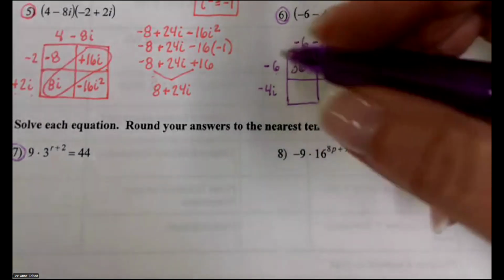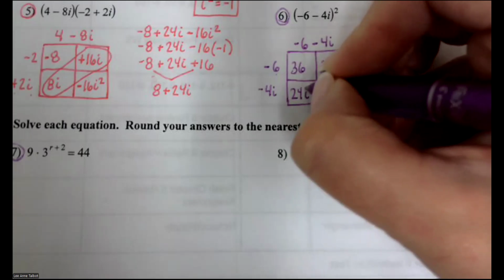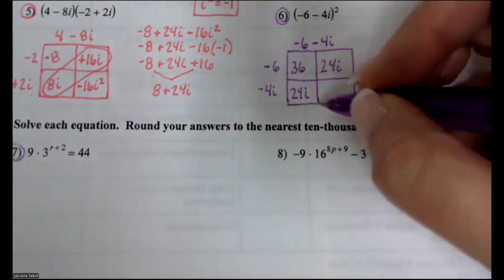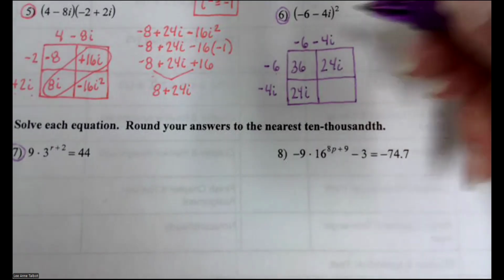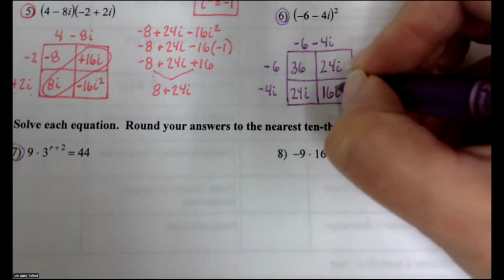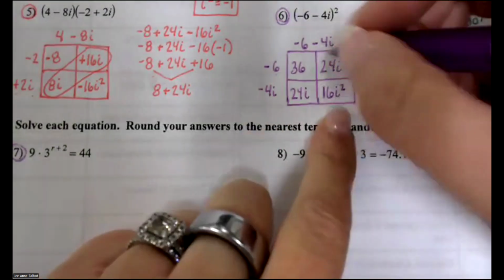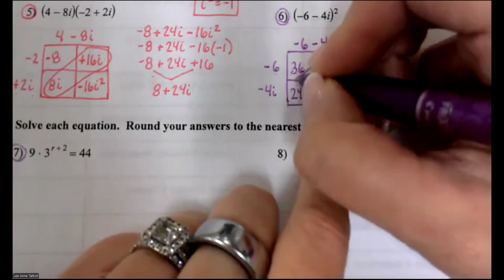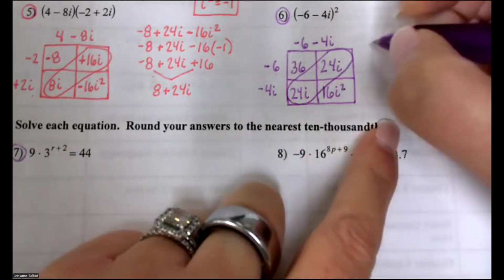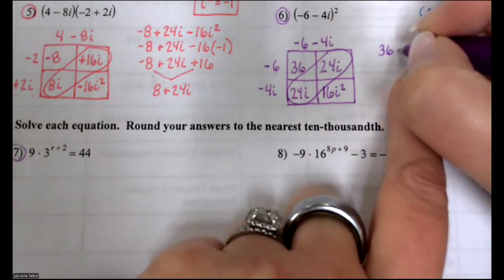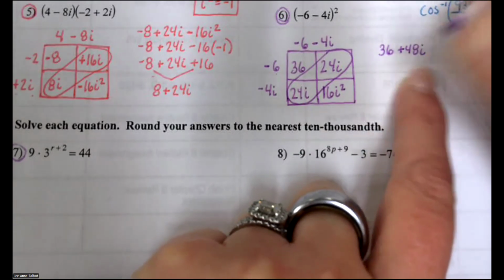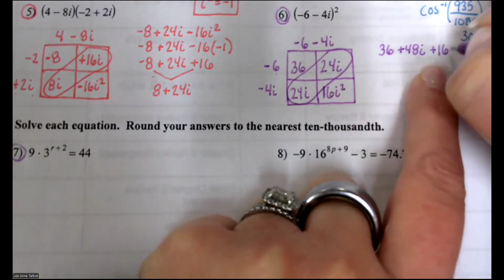-4i times -6 is a positive 24i again. And -4i times -4i is positive 16i squared. I guess all the negatives make them all positive, which is great. Okay. Combine like terms. 36 plus 48i plus 16i squared.